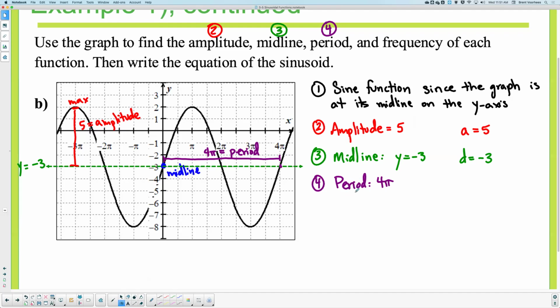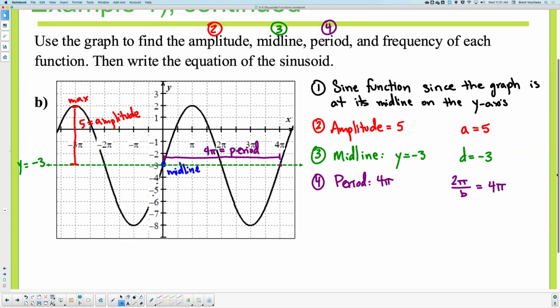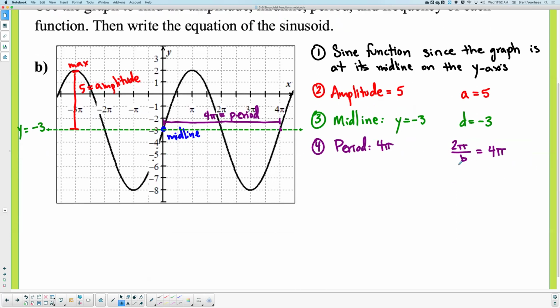So here's what I'm going to do. Instead of writing period here, I'm going to say 2 pi divided by B equals the period, which we know is 4 pi. Now this one, I don't know what value to put there to make this equal, so I'm going to actually do the algebra. What step would you do trying to get B by itself? Right now I'm dividing by B. What's the opposite of dividing by B? So you multiply both sides by B. And so 2 pi would equal 4 pi times B.